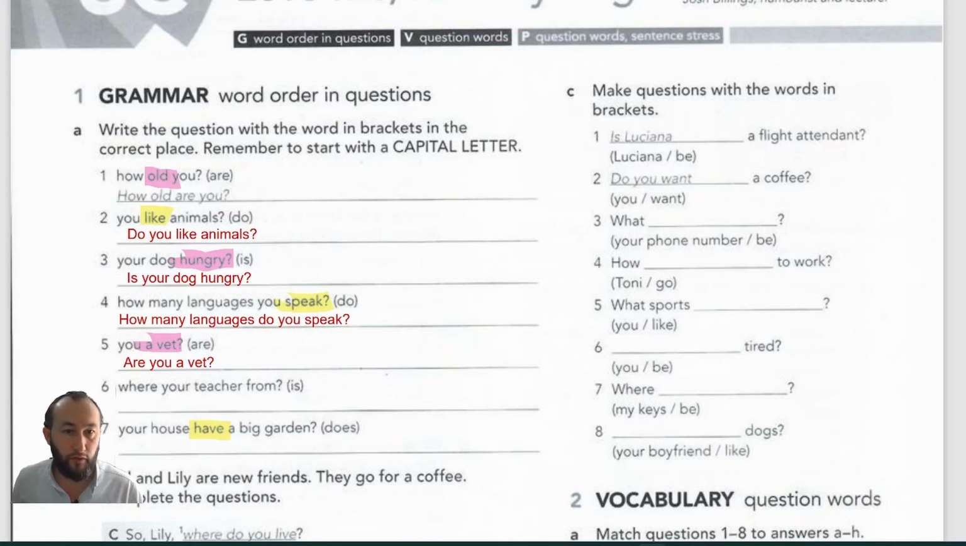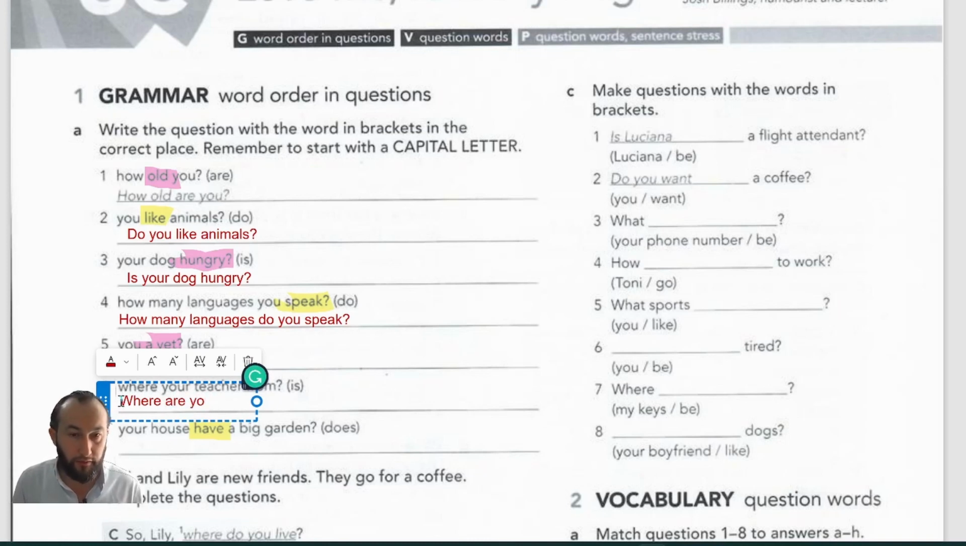Okay, so let's continue. Number 6. Obviously the question word we're going to use first with a capital letter, and then is your. We're not saying you, we have to be careful. If it's you, we'll say are you, right? But in our example here, we're using is. Why? Because we're saying your teacher. The focus is on teacher. Your teacher is he, guys, right? So it's singular. So where is your teacher from? That's it.